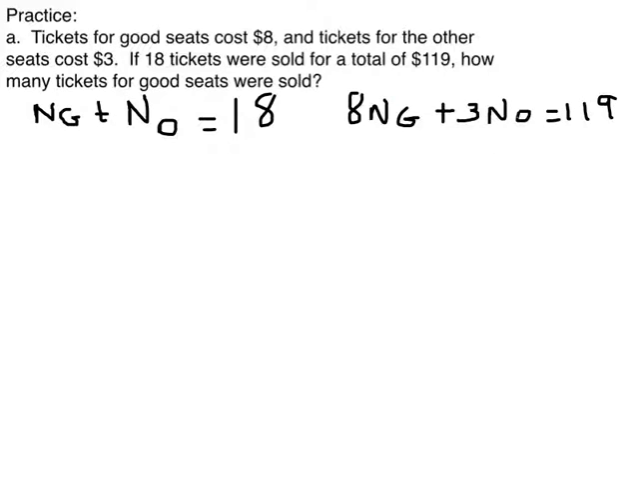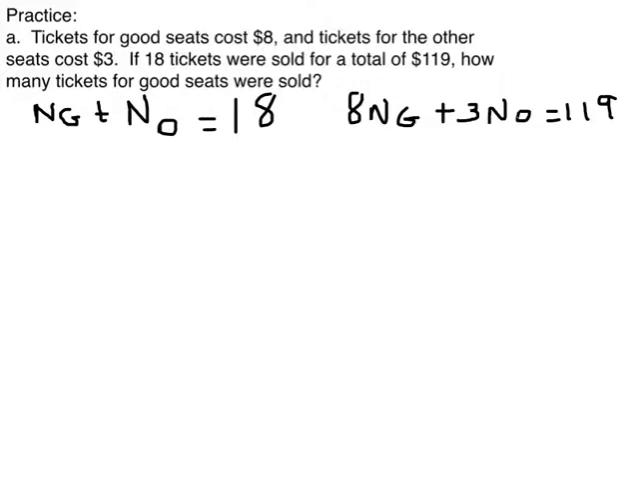Okay, our practice problem A. Tickets for good seats cost $8 and tickets for the other seats cost $3. If 18 tickets were sold for a total of $119, how many tickets for good seats were sold?